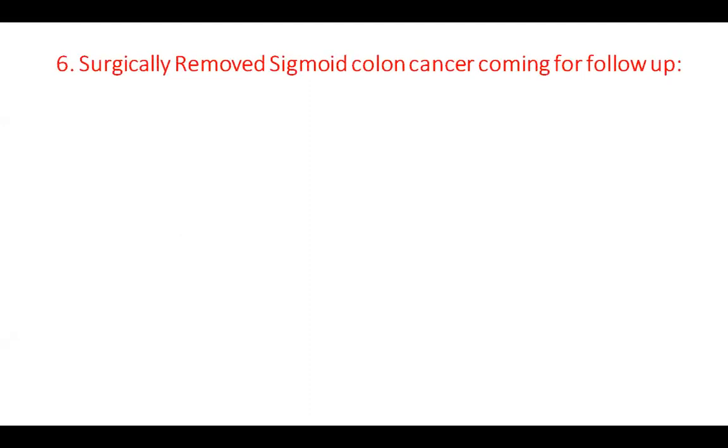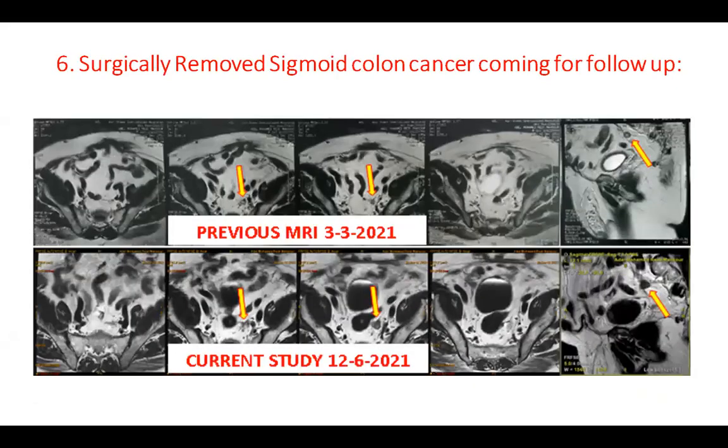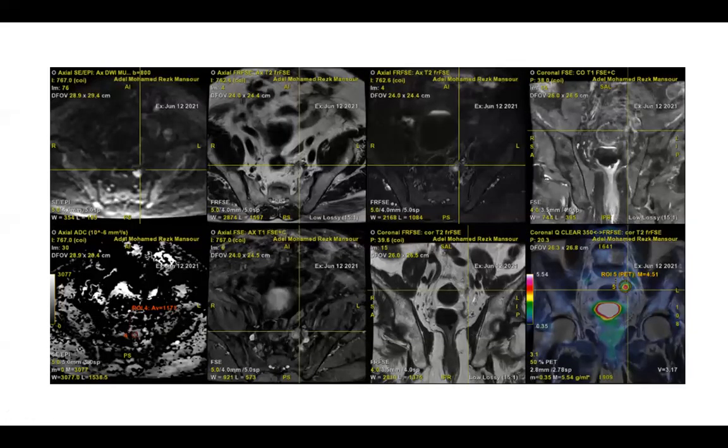This is a case with a surgically removed sigmoid colon coming for follow-up. The comparison was made with a previous MR study that showed a left internal iliac lymph node that increased over time. As we can see, it is more sizable with eccentric hilar fat. And furtherly, we can see that this lymph node shows accentuated FDG uptake.